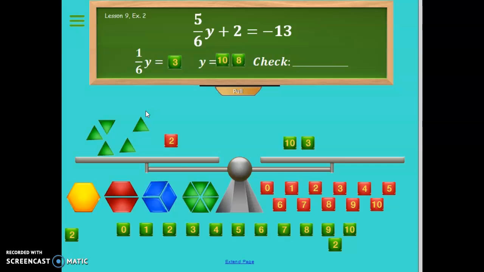And a negative 15 and a positive 2, remember, think like you're making zeros, right? So I could take a 2 and a negative 2, which makes a 0, and that's going to leave me with negative 13. So my check is going to be negative 13 equals negative 13.